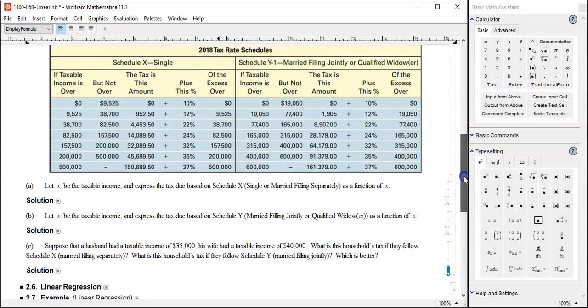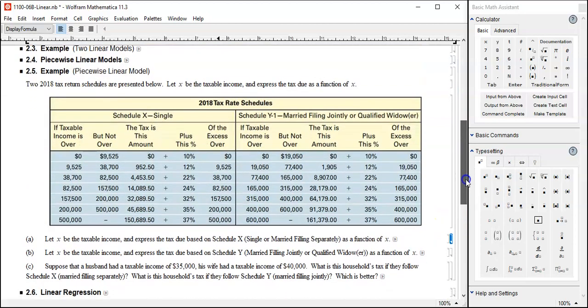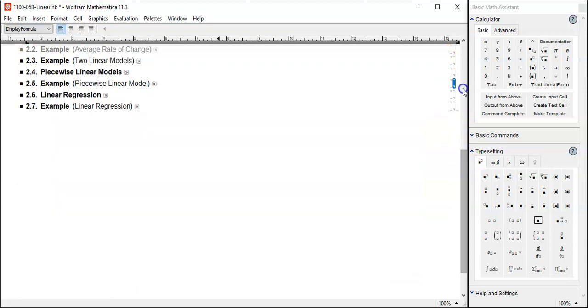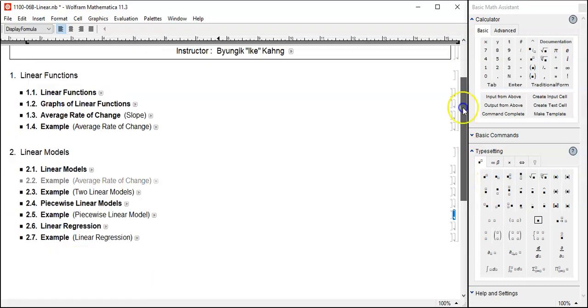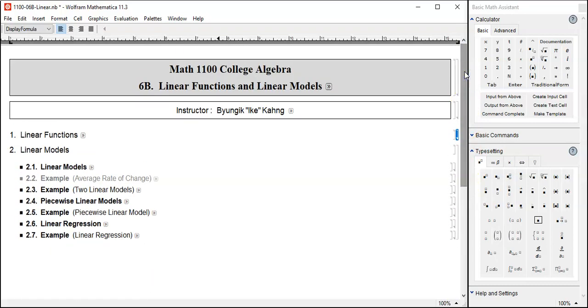Anyway, piecewise linear models do exist, and tax rate is a perfect example. There are a lot of other examples too, and if you go to my math lab exercise set, you're going to see plenty of those. Okay, now let's go to linear regression models.